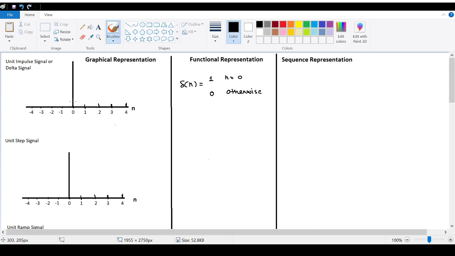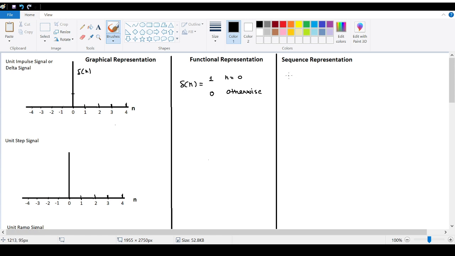Now whenever I want to plot the graph for the unit impulse signal, I can plot 1 at position 0, when n is equal to 0. So this is the graphical representation for the unit impulse signal. Other than position 0, for n is equal to 1, 2, 3, 4 or minus 1, minus 2, minus 3, minus 4 and so on, it has the value 0.